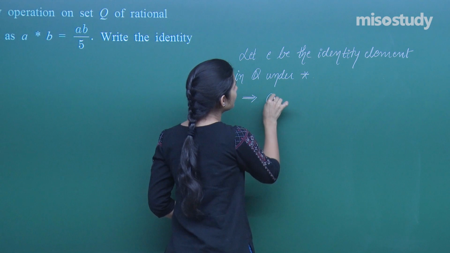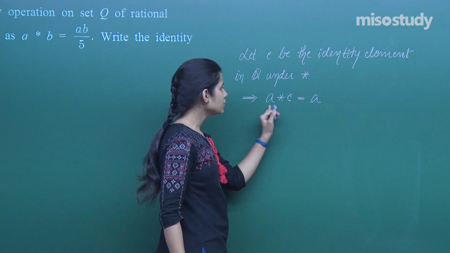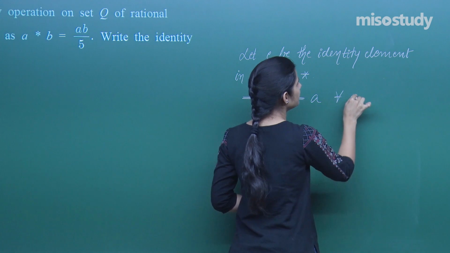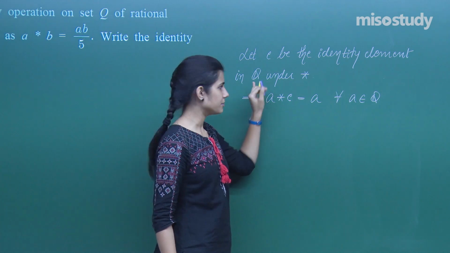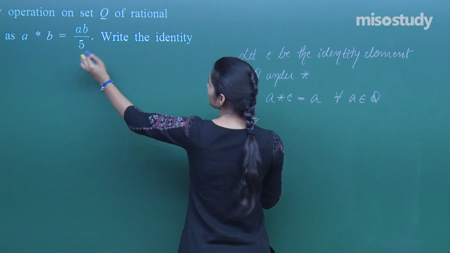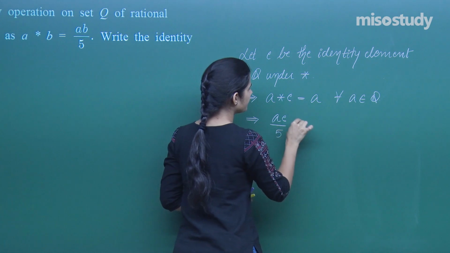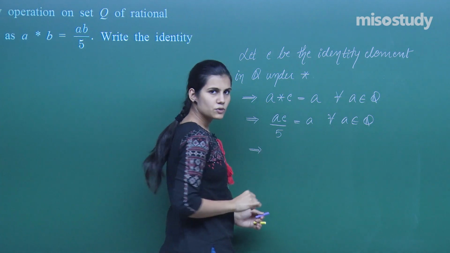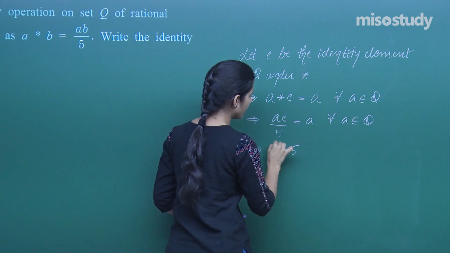That means any rational number when operated with this element E does not get affected. The identity of any element does not change when it is operated with the identity element, and this is true for every rational number because right now the set in concern for us is the set of rational numbers. This implies A star E is A for all A in the set of rationals. A star E is AB by 5. So it is AE by 5 equals A for all A in the set of rationals, which implies what? Clearly you can see this is AE equals 5A and therefore E is equal to 5.